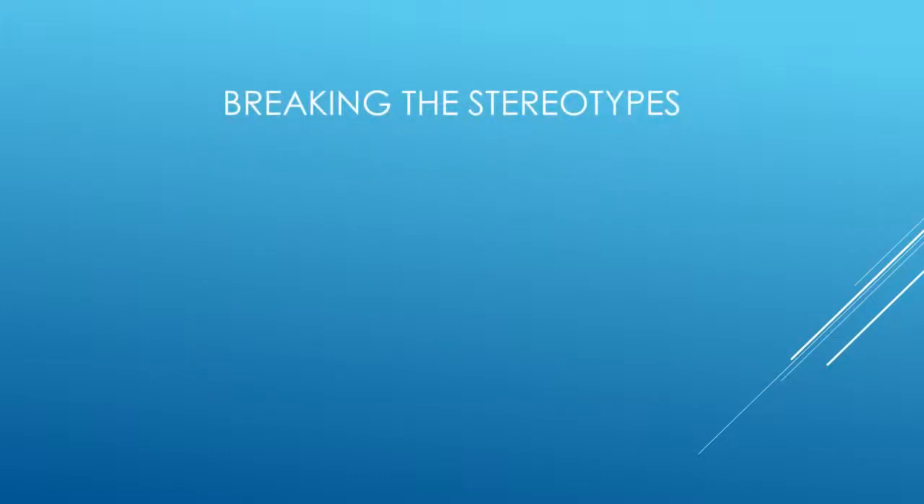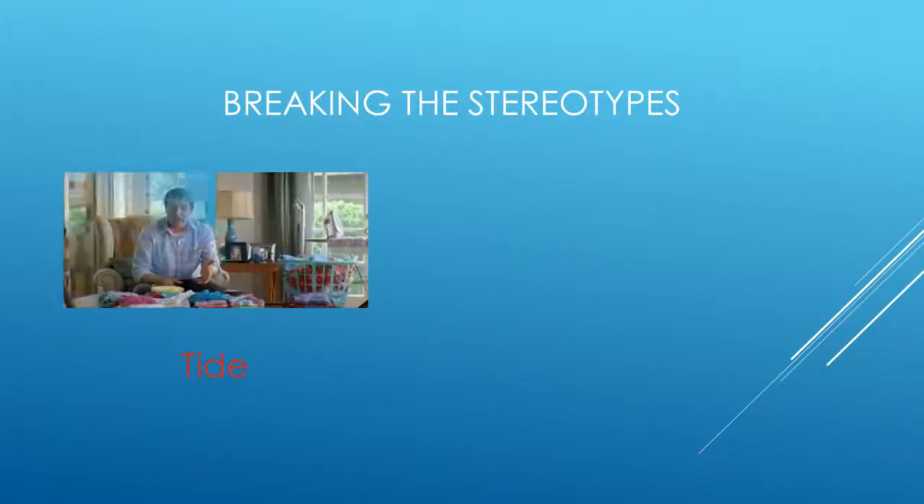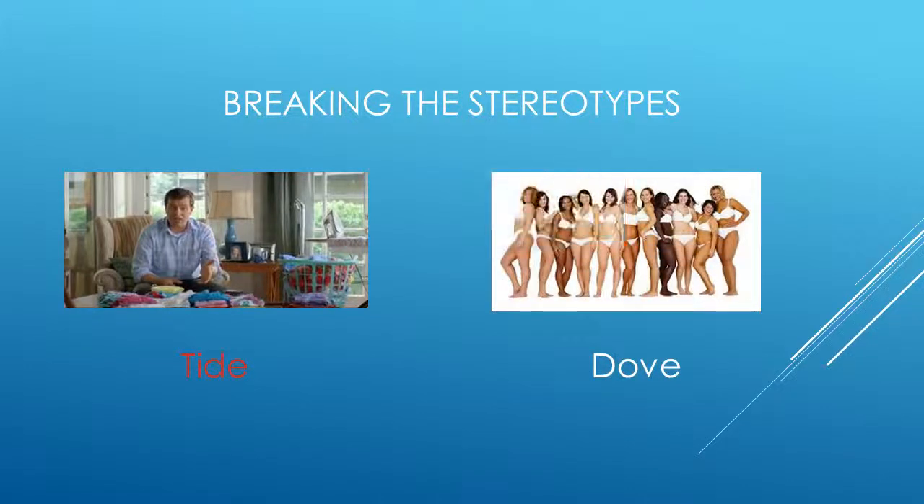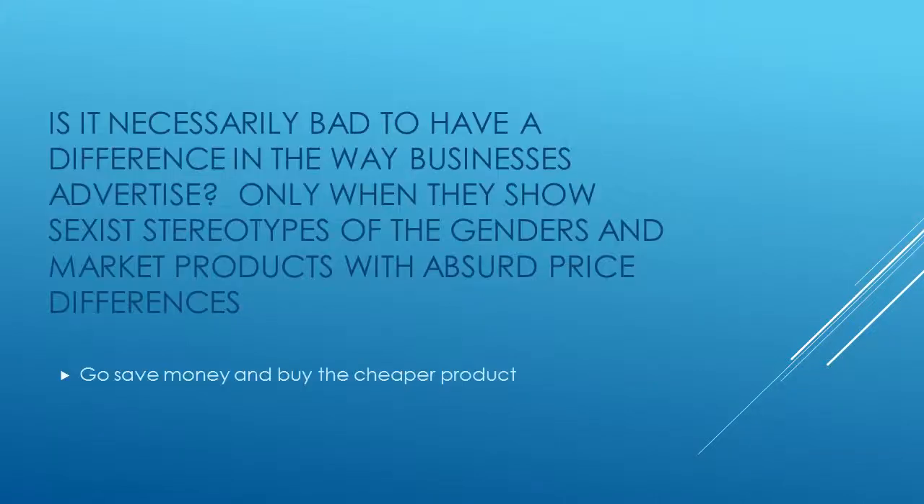But some companies are breaking through the stereotypes of advertising. In this Tide commercial, it depicts a stay-at-home dad who does the laundry and cares for the kids and tells us that Tide is the way to go because it's easiest. And Dove advertising uses models who are people you would see normally on the streets instead of the skinny, pretty girls that you would see only in the advertising industry. So we can aspire to be like the Dove models because they're more practical.